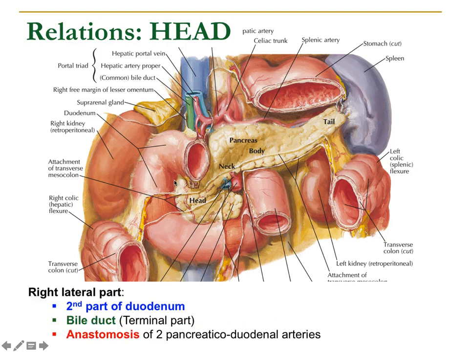And if you see the right lateral part, this part, it is related to the second part of the duodenum, and in the second part of the duodenum there will be the opening of the bile duct. The terminal part is opening in the major duodenal papilla, and again you will also find the anastomosis of the two arteries: the superior pancreaticoduodenal artery that is supplying the upper part, and the inferior pancreaticoduodenal artery that is supplying the lower part of the duodenum.